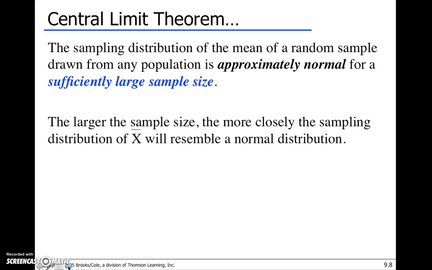Central limit theorem. The sampling distribution of the mean of a random sample drawn from any population is approximately normal for sufficiently large sample size. The larger the sample size, the more closely the sampling distribution of x bar will resemble a normal distribution.